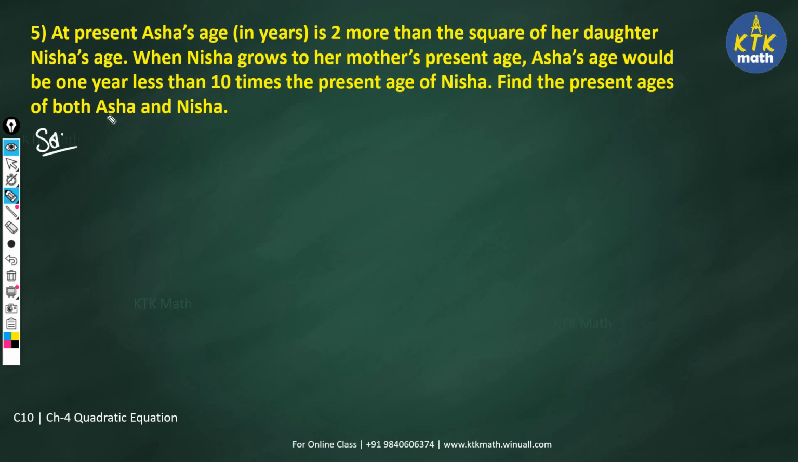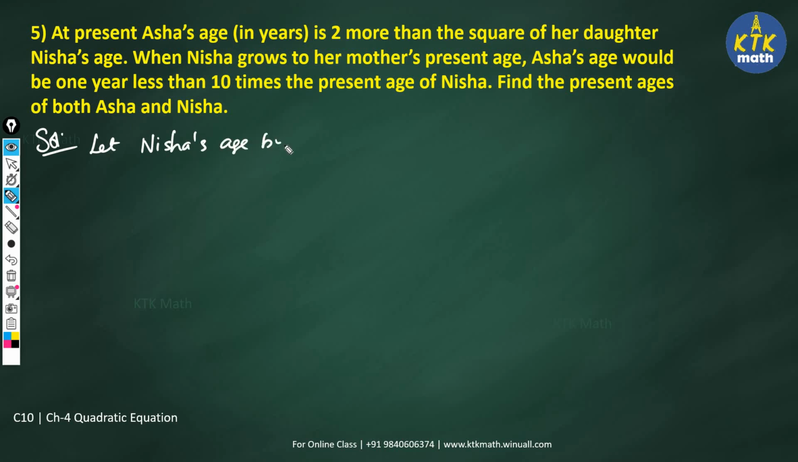This is going to be the last sum of this video. Again an age based question. At present, Asha's age in years is 2 more than the square of her daughter Nisha's age. So here they are comparing one age with another age, making a relationship between them. So try to understand again here. They are making it in terms of Nisha's age, so I am going to take it from the point of view of Nisha's age.